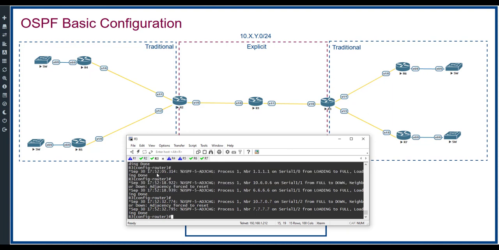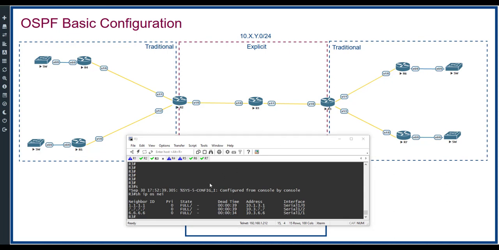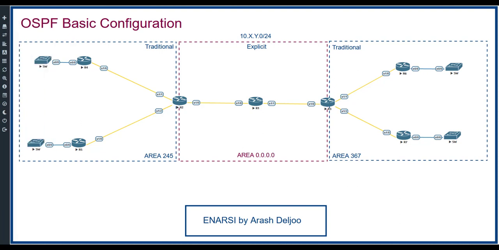For example, let me show you in router 3, you can use show ip ospf neighbor. The router ID of router 1 is 1.1.1.1, the router ID of router 6 is 6.6.6.6, and the router ID of router 7 is 7.7.7.7. This is recommended: configuring the router IDs in the different routers in OSPF.